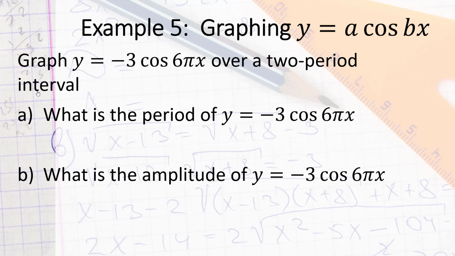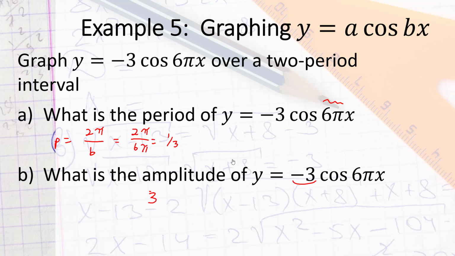Okay, and for our last example in this class, we're going to look at the graph of y is equal to -3 times cosine of 6 pi x over a 2-period interval. The first question is, what's the period? Once again, the period is going to be equal to 2 pi divided by b. Well, in this case, b is equal to 6 pi, which is kind of interesting because the pi's are going to cancel. So we're going to have 2 pi divided by 6 pi, and that is equal to 1/3. Okay, so that's our period. And once again, our amplitude is going to be equal to the absolute value of a, which in this case is 3.